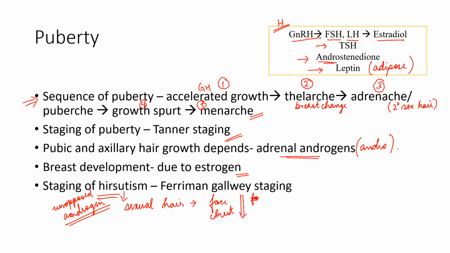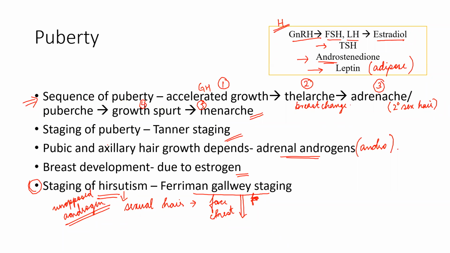So, staging of hirsutism is done by Ferriman-Gallwey staging. You have to remember this. Ferriman-Gallwey staging. The name is very important to know. Okay. So, once again, sequence of puberty such as axillary growth, thelarche, adrenarche, pubarche, growth spurt, and menarche.